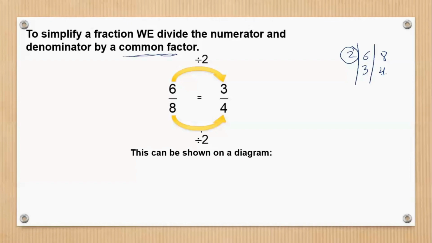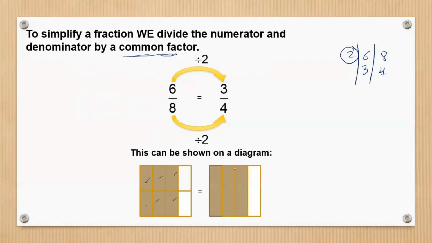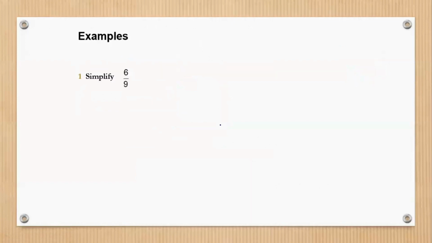So this can also be shown on the diagram. So 6 upon 8, that is 6 parts are shaded: 1, 2, 3, 4, 5, 6 out of 8 is same as 3 out of 4, right? So 6 by 8 is same as 3 upon 4. So these are called equivalent fractions. So 6 by 8 and 3 by 4 are equivalent fractions.